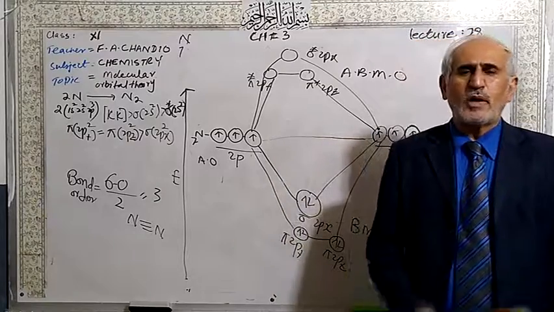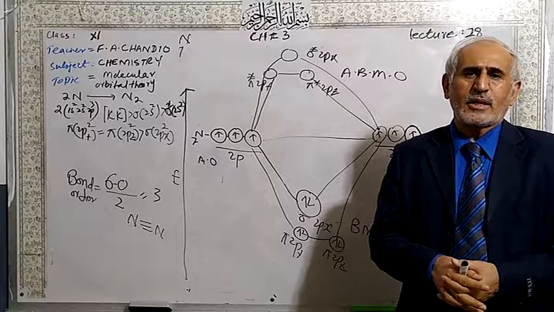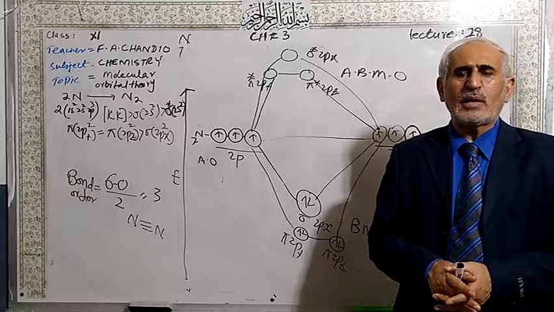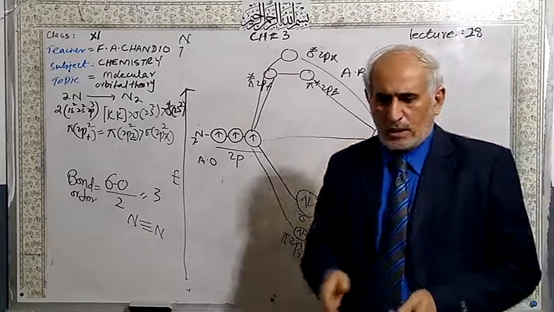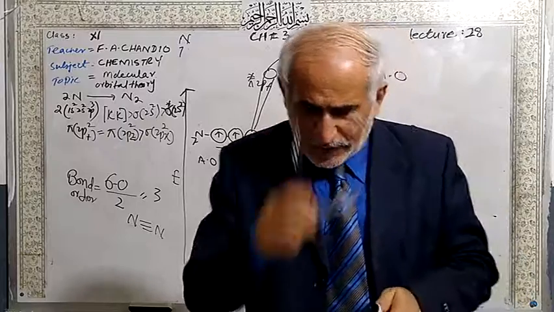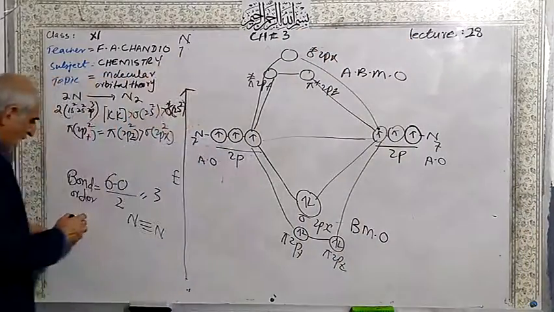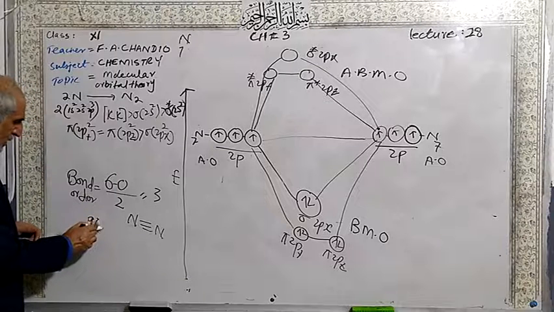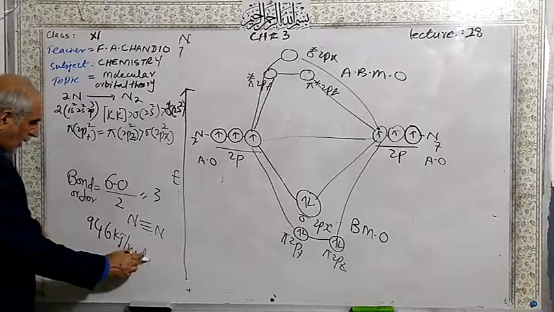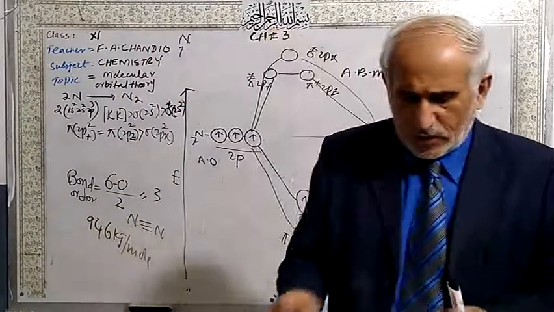When there is a triple covalent bond, in between there is a sigma bond, which must be there, and there are 2 pi bonds. 1 sigma bond and 2 pi bonds are there. So the energy required is 946 kilojoules per mole to break these 3 bonds. It is a very strong bond.